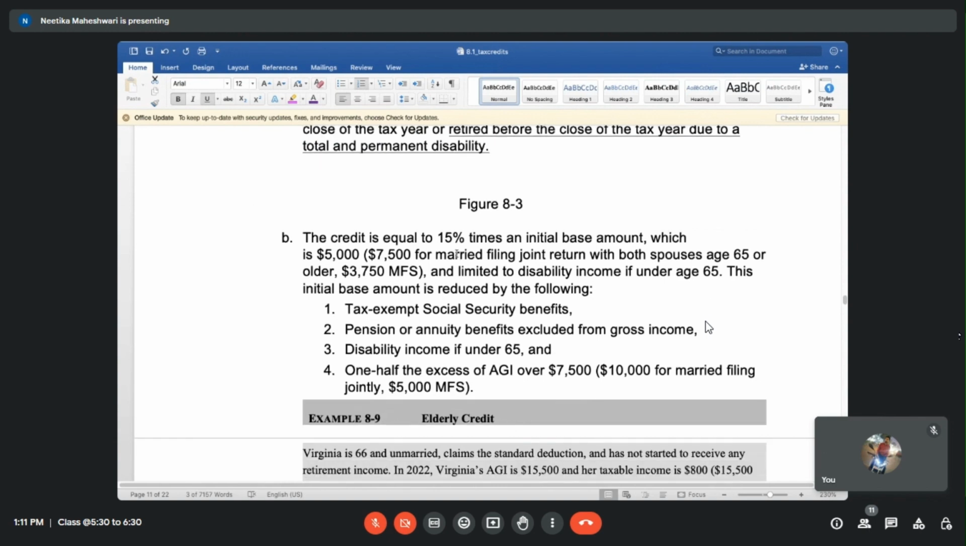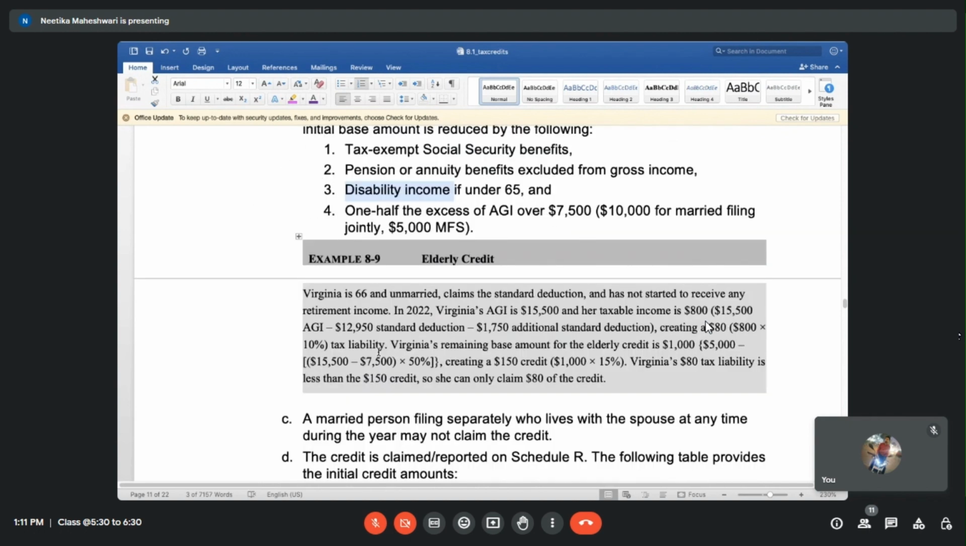Again, how to calculate that, they are saying certain rules here. It has to be 15 times the initial base amount, and they're giving the base amount, which for married filing jointly has to be 7,500. And for married filing separately, also there is a base amount. And the base amount has to be reduced by certain benefits that they've already received, like social security or annuity benefits, pension or disability income. There are disability benefits given by the government as well. So all those we need to reduce, and then we need to see what the base amount is coming to. We have to adjust those things.